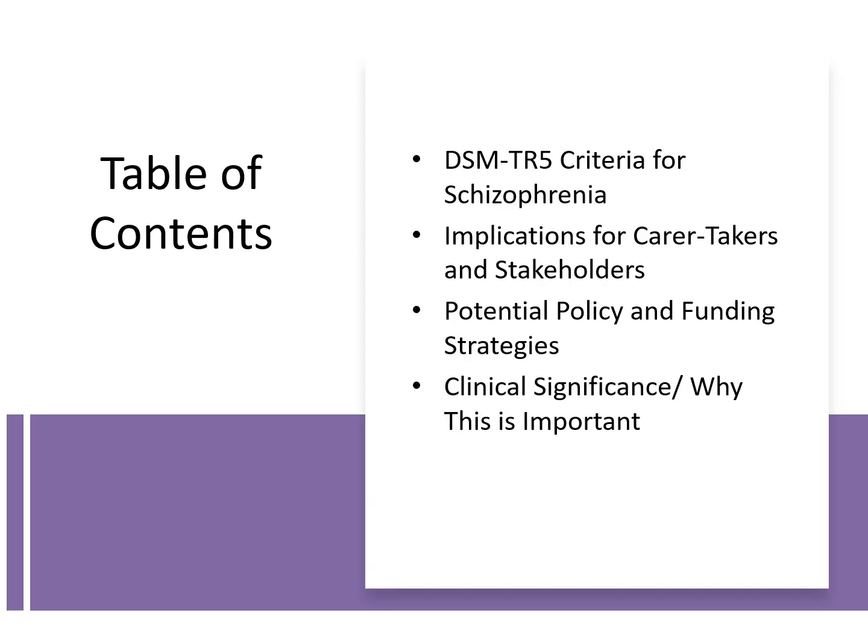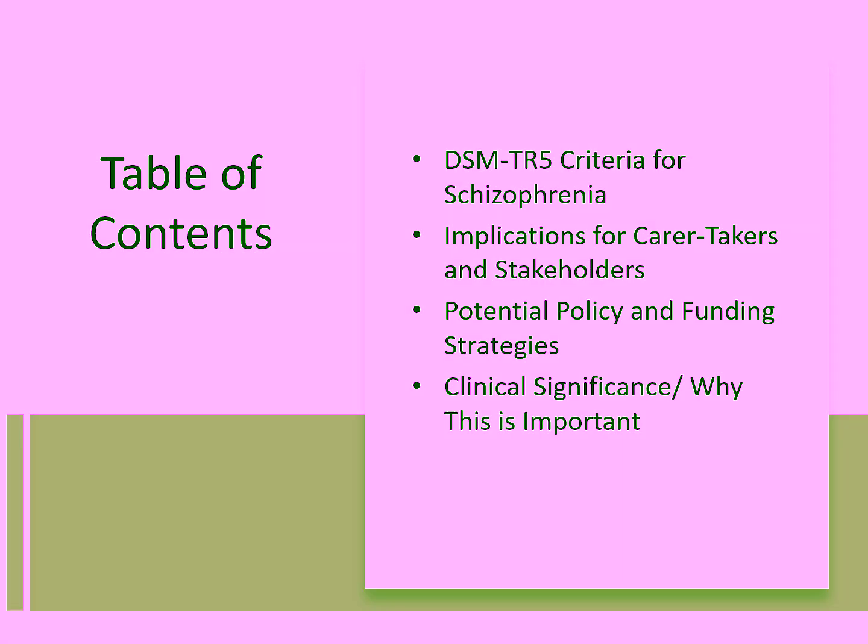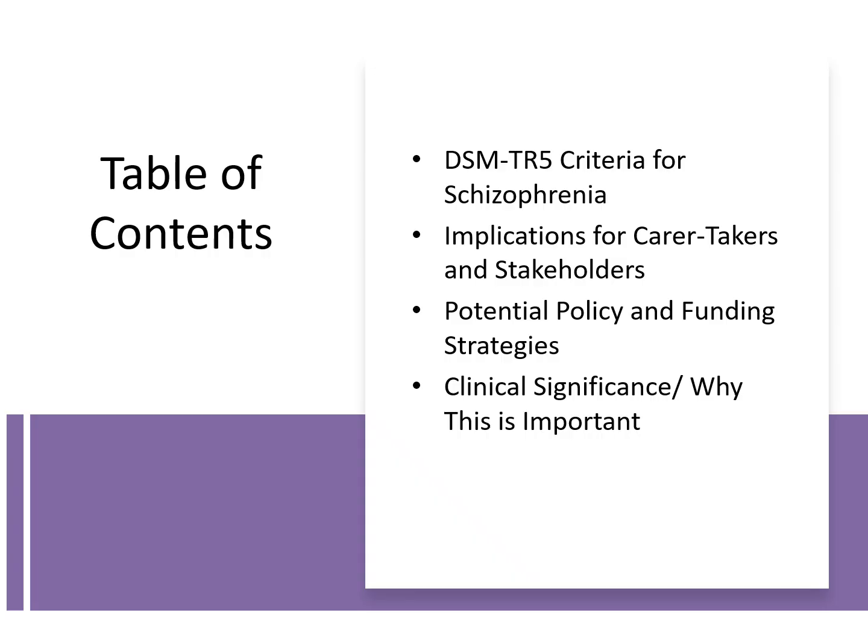In this presentation, we're going to discuss the Diagnostic and Statistical Manual, Text Revision, which in short is the DSM-5, criteria for schizophrenia, the implications for caretakers and stakeholders, potential policy and funding strategies, as well as why this is important.